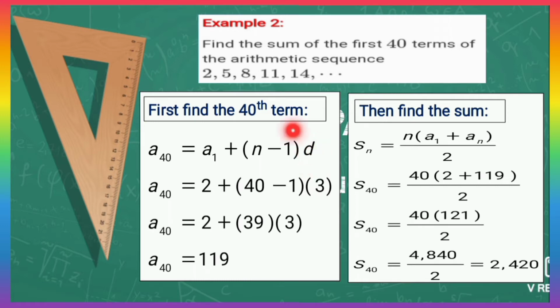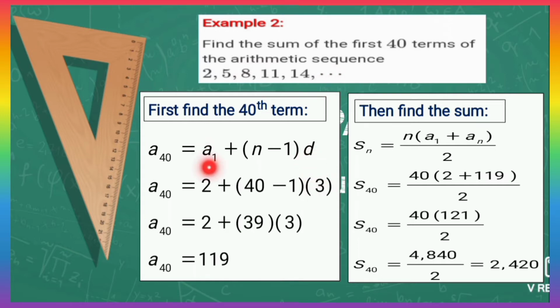So, ilan ba yung common difference dito sa sequence na to? Kung makikita mo, nag-add lang ng 3 sa bawat term. So, 2 plus 3, the answer is 5. 5 plus 3, the answer is 8. 8 plus 3, the answer is 11. And 11 plus 3, the answer is 14. Common difference dito sa sequence na to ay 3.